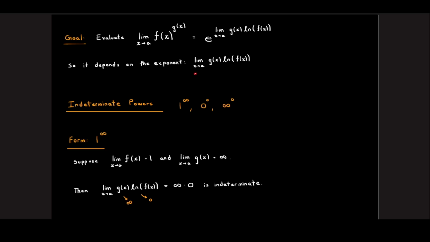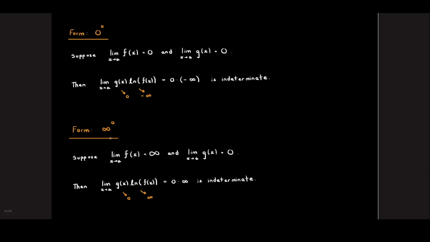Well, if you reason about what's going on in this product, check this out. We have the limit as x approaches a of g of x times the natural log of f of x. We know this is going to infinity. We know f of x is going to 1. And what's natural log of 1? 0. So this thing is going to 0. So we have infinity times 0. And infinity times 0 is a known indeterminate form. And that shows that 1 to the infinity is also indeterminate.